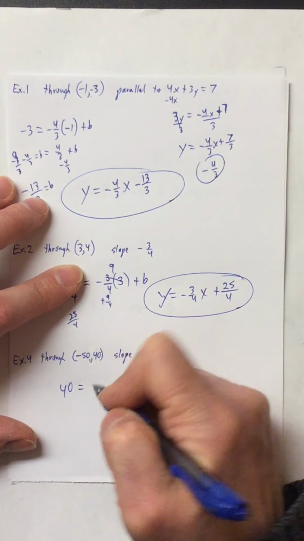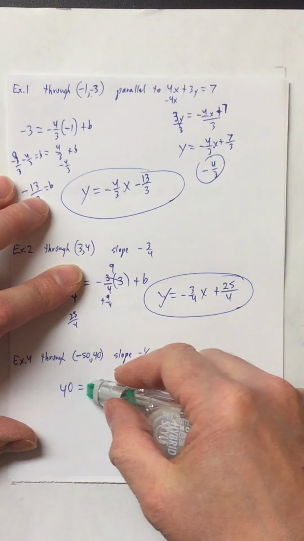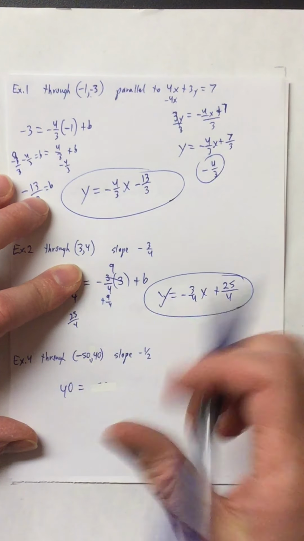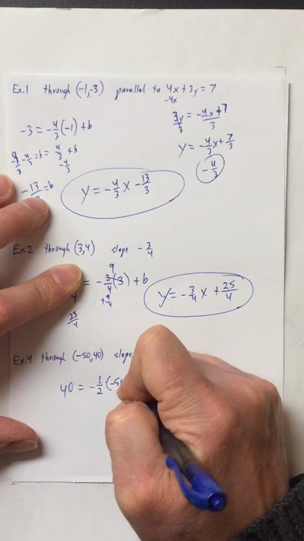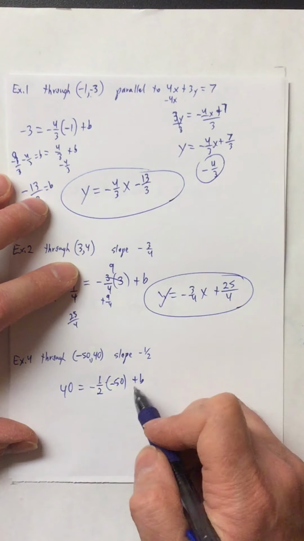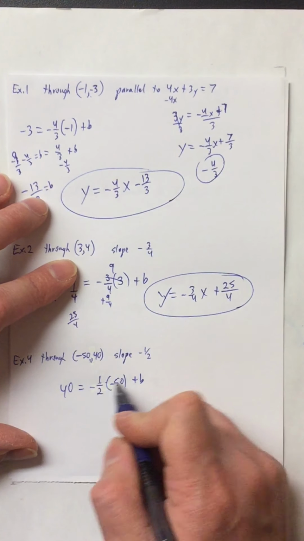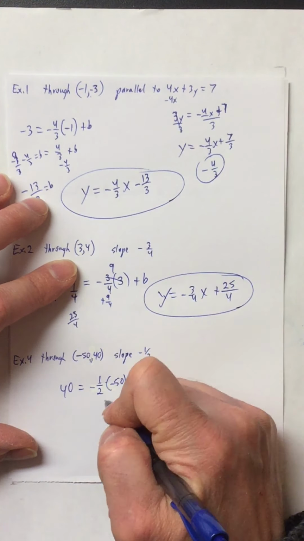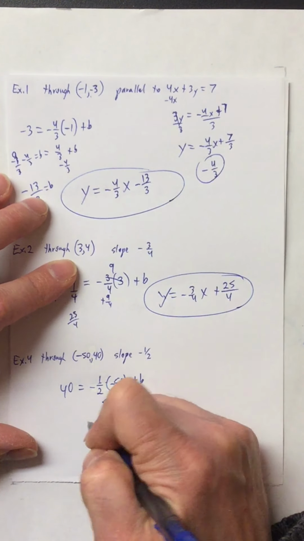Y is 40 equals negative 50, oh, this number there. Let's put the slope first. Stick with the form: slope of negative 1/2 times negative 50, and then plus b. I need to solve for my intercept. So negative times a negative becomes a positive. 1 times 50 is 50, so I get 50 over 2, but I can reduce that to 25.